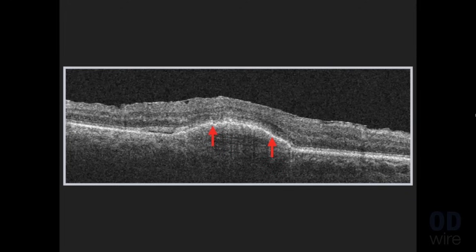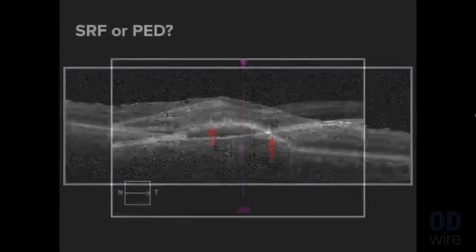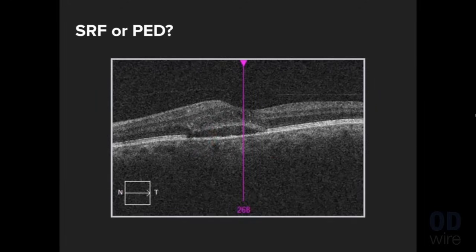So now, let's play. Take a look at the image. Think to yourself, is this subretinal fluid or a pigment epithelial detachment? What do you see?